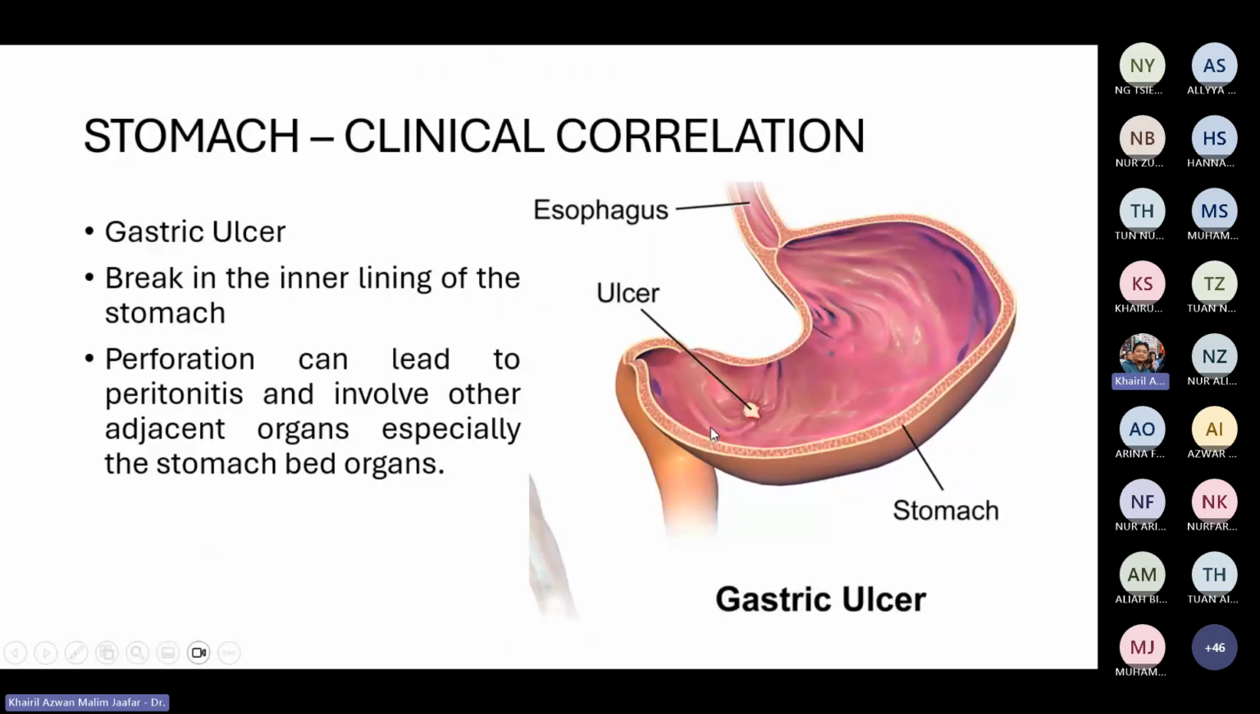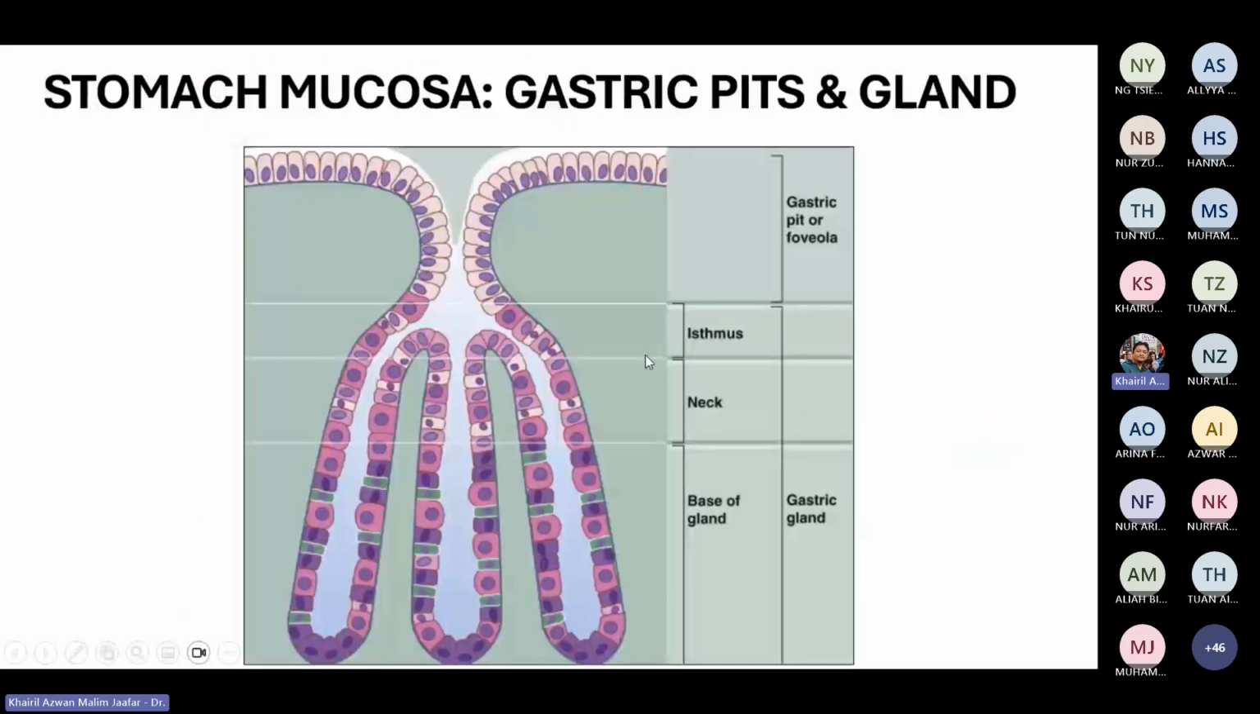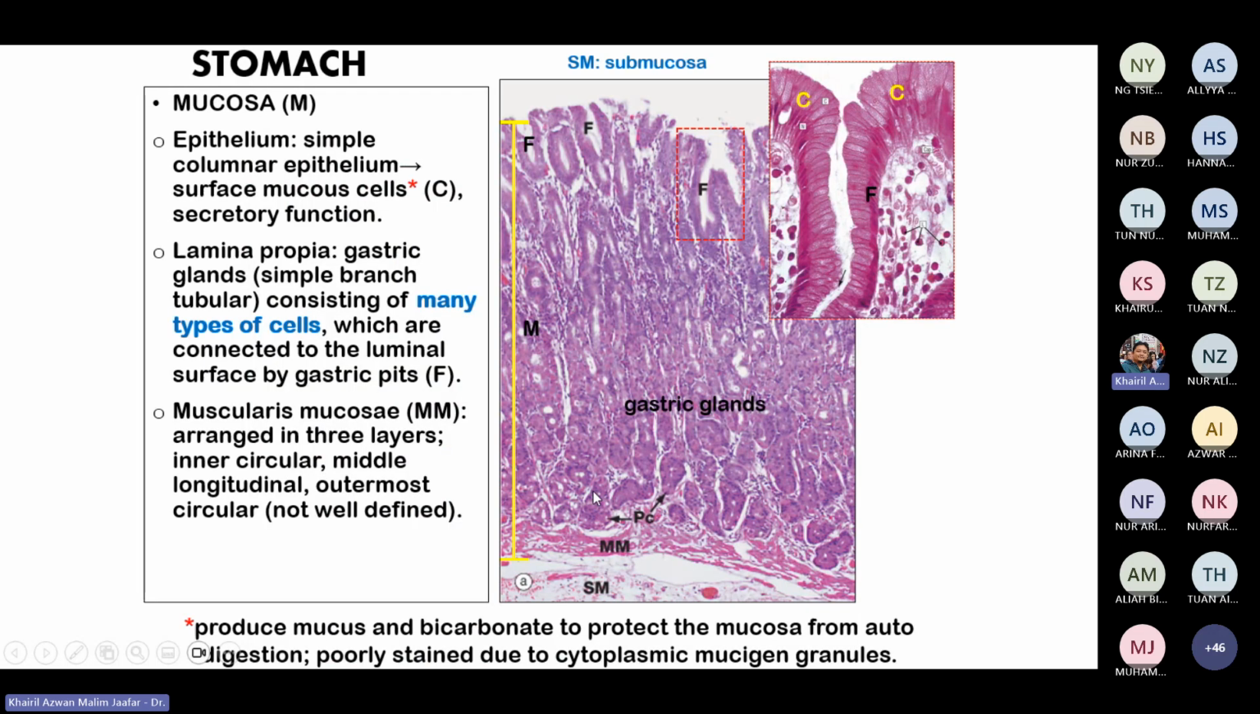Okay, so let's see again. Mainly in the isthmus or the neck is the mucous gland. In the neck, those are the parietal cells, which secrete hydrochloric acid. Base of the gland, mainly the chief cells, which secrete the pepsinogen.